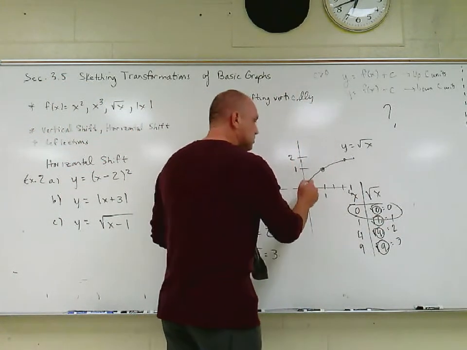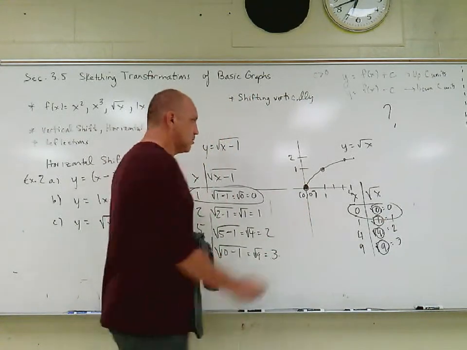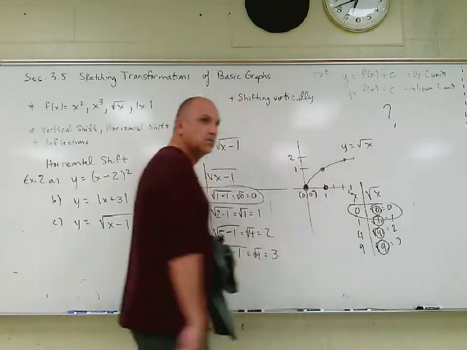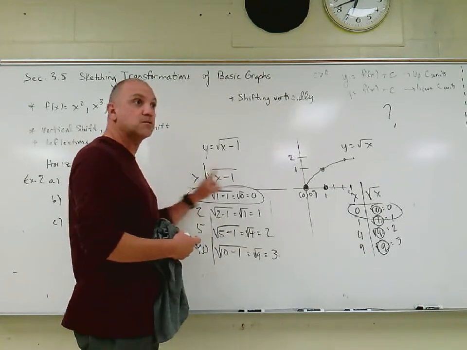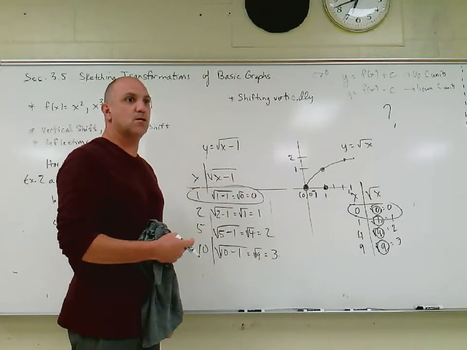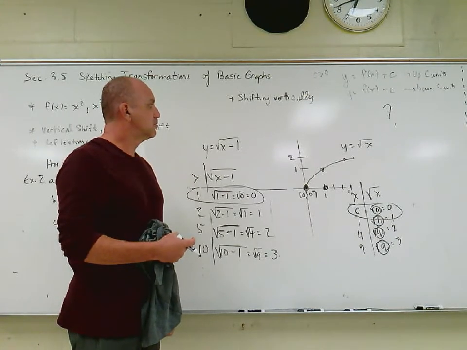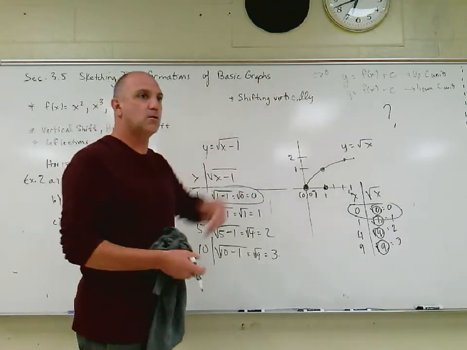So it moves right. Here's the easiest place to see it. That point 0, 0, where does it go? It goes here. 1, 0. Right. Why does it go right? Because I have to plug in a 1 to get 0. That's why it goes right. And then of course all the other ones follow.